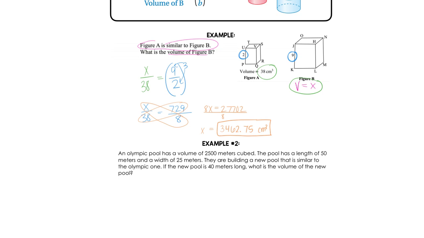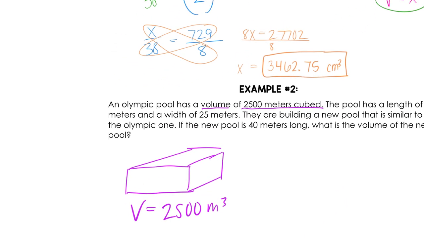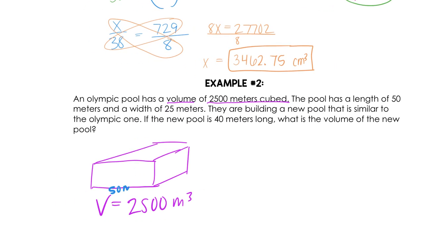Okay, this last example is very similar. It's about the Olympic pool again, except this time it's a volume problem. So an Olympic pool has a volume of 2,500 meters cubed. So just imagine like a pool. I'm going to try to draw a 3D like rectangle here. So if we have this Olympic pool, the volume of this is 2,500 meters cubed. And the pool has a length of 50 meters and a width of 25. So just imagine, this is 50 meters, and then that width is 25.